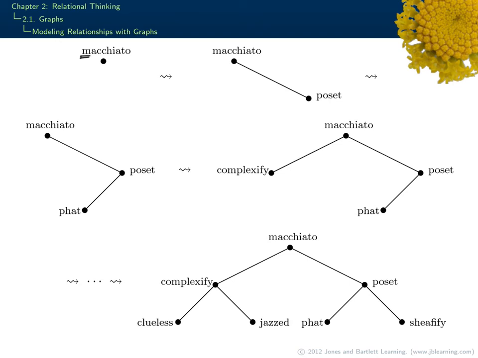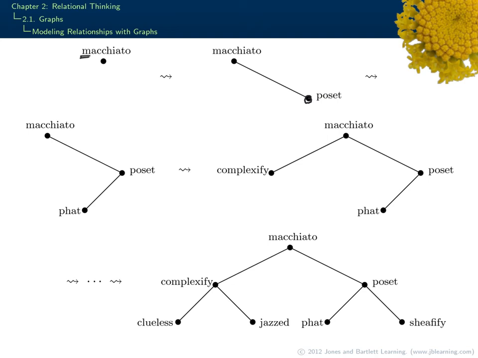And so you ask yourself, does poset alphabetically come after macchiato or before macchiato? If it comes after macchiato, we move down and to the right. If it comes before, we would move down and to the left. Since it comes after macchiato alphabetically, we move down and to the right and form this vertex with poset and draw an edge joining them.